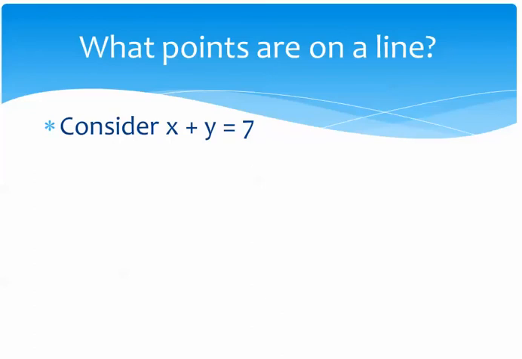All right, so how can we tell if points are part of a line or not? So I want you to think of this equation, x plus y equals 7. And what I would like you to do is come up with three ordered pairs. And remember, an ordered pair is an x and a y, an input and an output. I would like you to come up with three ordered pairs that would be part of this line. Three x and y values that would make this statement true. So we're going to pause here and you're going to write them down on your paper.